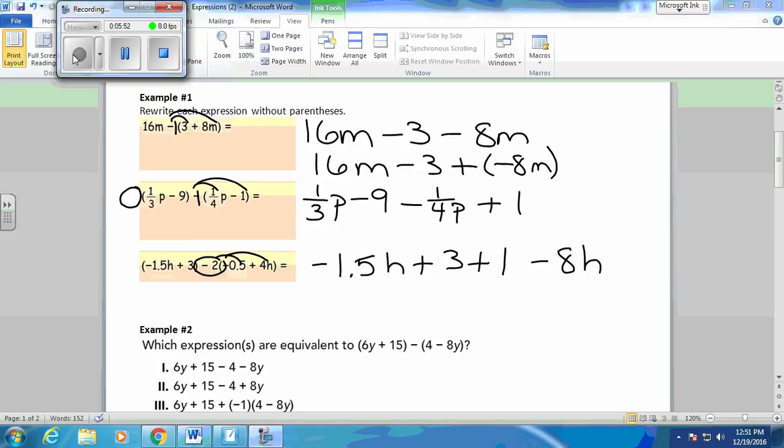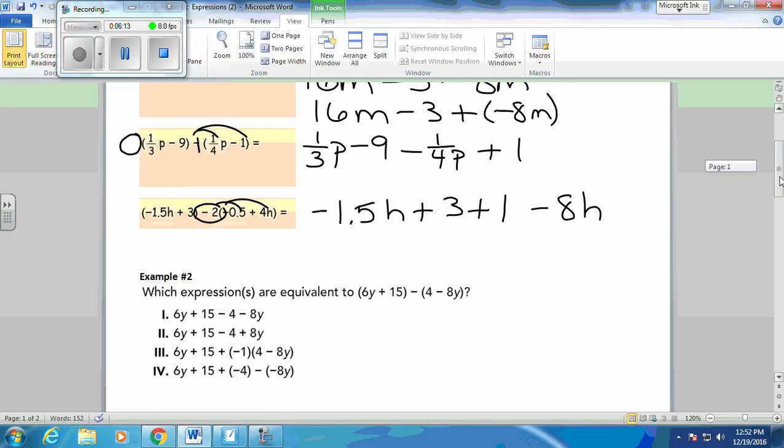This one, I think it's a little bit easier to see that you are distributing the negative 2 to each term. So the first set of parentheses, I just dropped that, and then the second one, it's negative 2 times negative 1/2, so it's half of 2, which is now positive 1, and then negative 2 times positive 4, which is negative 8h.